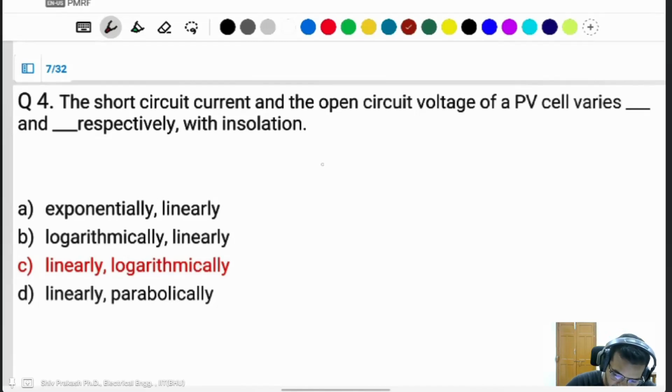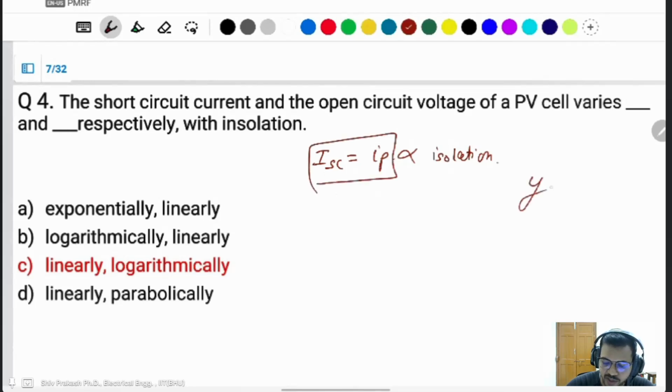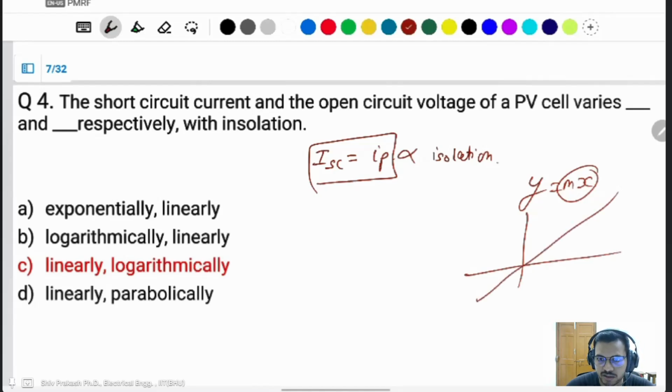You know about short circuit current. If we derive this, Isc will be directly proportional to the insolation. It will be the same as y equals mx, a straight line passing through the origin. This will be a linear scale. If insolation increases, then photon current increases, then short circuit current increases.